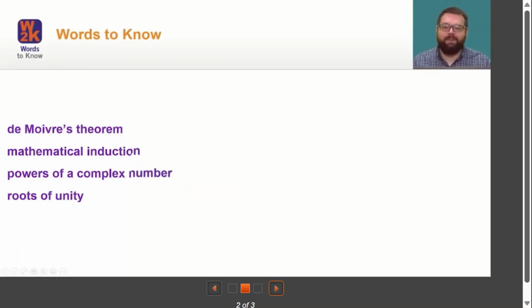Take a moment to type these important vocabulary words into your eNotes and check your glossary for their definitions. De Moivre's theorem, mathematical induction, powers of a complex number, and roots of unity.